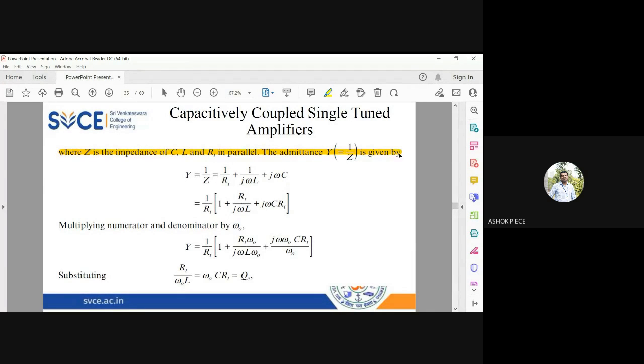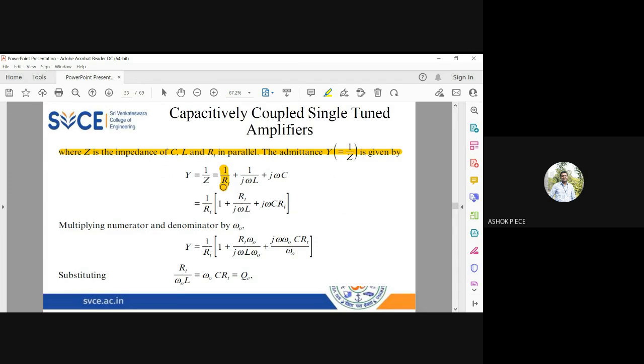where Z is the impedance of all these things in parallel. So whenever components are in parallel, we never find Z, we find Y. Because Y is very easy to find, just take the conductances and add them. And finally, if you reciprocate Y, you will get the value of Z, correct? So remember, whenever you have circuits in parallel, we always find Y. And if you want to find Z, the final expression for Y, if you reciprocate, you will get the expression for Z. So you see here, Y is equal to 1 by Z.